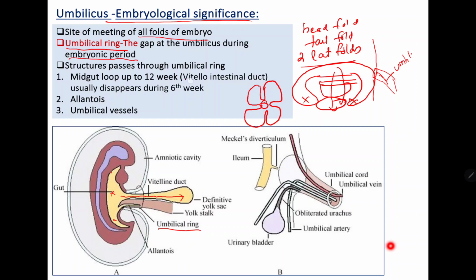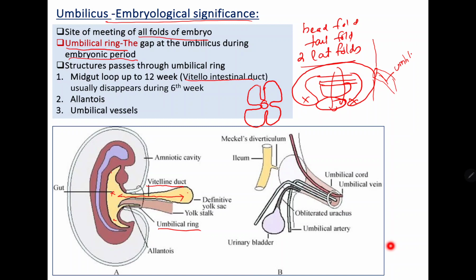That is the vitello-intestinal duct. So that particular part is known as the vitello-intestinal duct. Vitello-intestinal duct passes through the umbilical ring, and later on what happens actually, the midgut loop will go back.